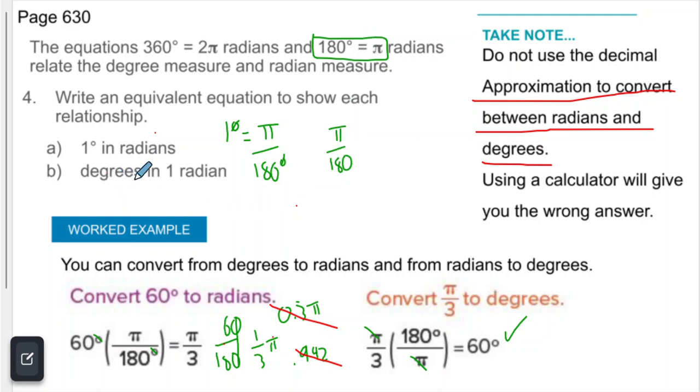And then degrees in 1 radian. If I have 1 radian, I'm going to multiply that by 180 over pi. I'm going to have 180 over pi. And then since it's degrees, I want to put this in the calculator.